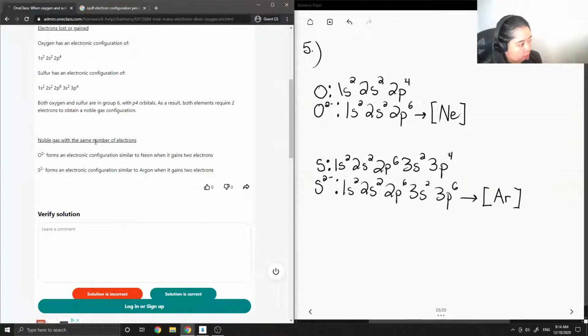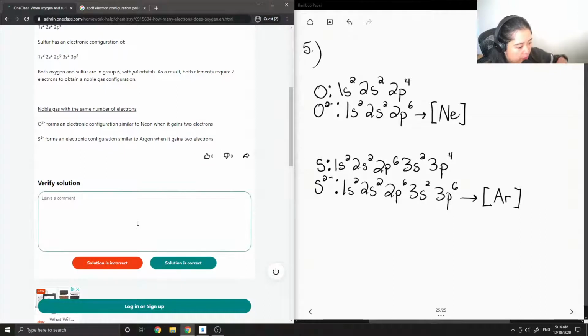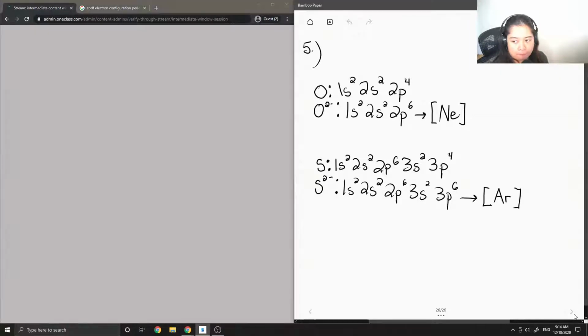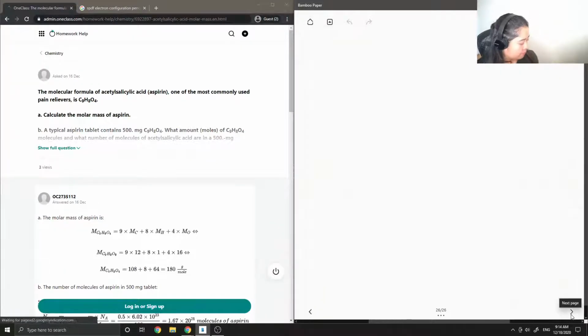Noble gas with the same number of electrons, so they just showed that oxygen with a -2 charge forms an electron configuration similar to neon when it gains 2 electrons, and the sulfur ion forms an electron configuration similar to argon when it gains 2 electrons. Yep, so this solution is correct. Okay, so now let's move on to question number 6.